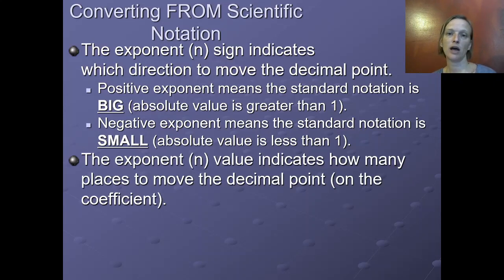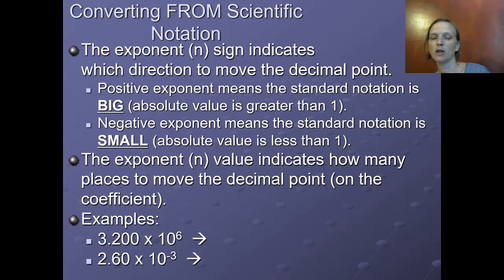So again, let's do it. Oh, not quite time for examples yet. The exponent value tells you how many times to move the decimal point on the coefficient. The direction is determined by the sign, but the number of times you move the decimal point is determined by the value of the exponent. So let's look at some examples here.